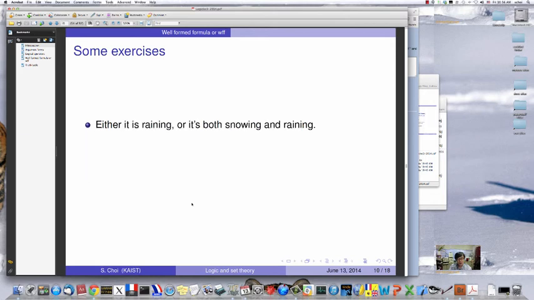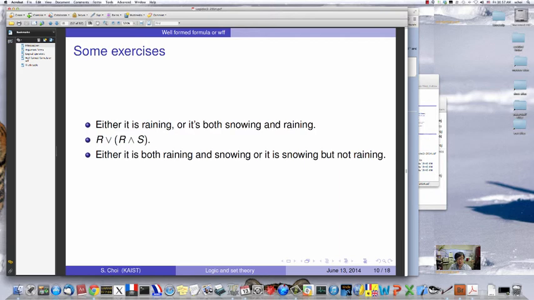So there are some other exercises. Either it is raining or it is both snowing and raining. Okay, R or R and S. Either it is both raining and snowing, or it is snowing but not raining. Okay, so this will represent this sentence here. So this is the first part of the lecture. We will continue with the second part.